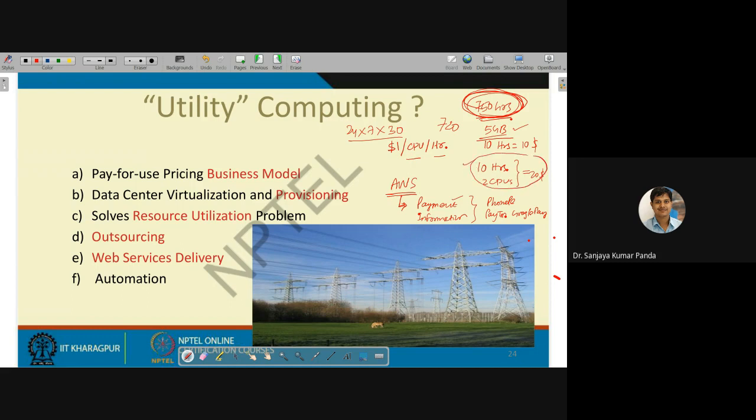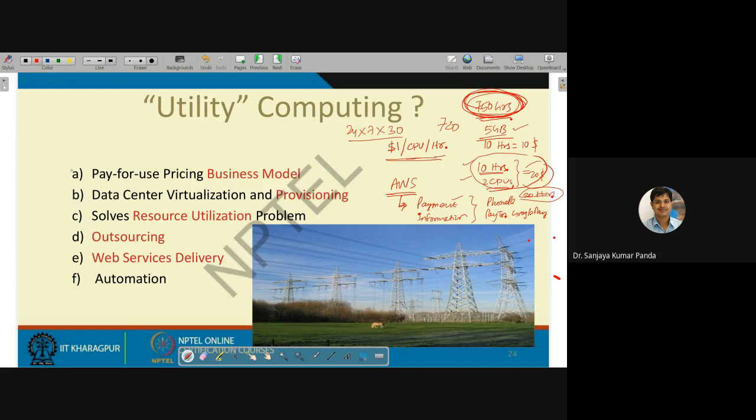If I am using 10 hours, two CPUs, if the rate is $1 per CPU hour, then $20 is deducted. So if I consider the hours, it is nothing but 20 hours. So 10 hours for two CPUs, right? Two CPUs are running simultaneously for 10 hours. So totally it is 20 hours. So these 20 hours are deducted from your 750 hours, right?